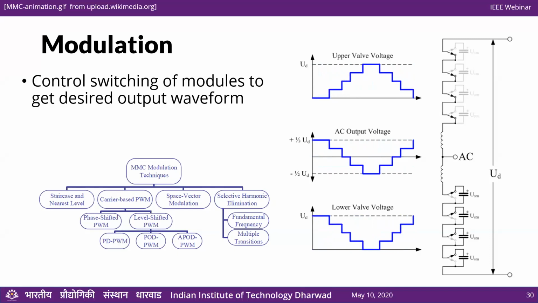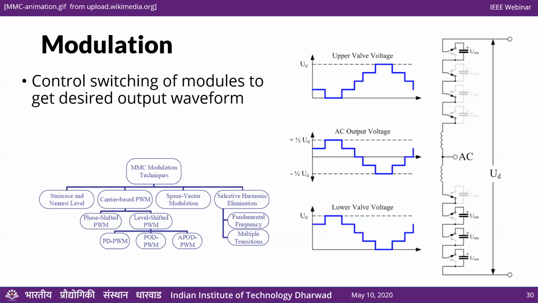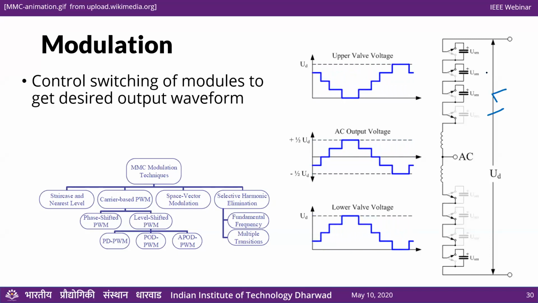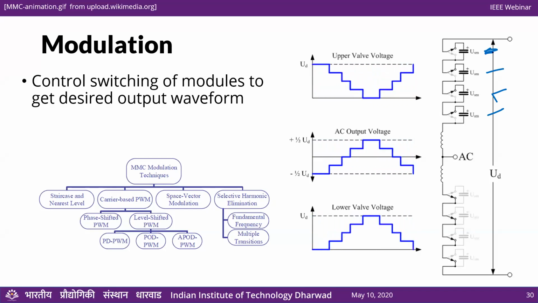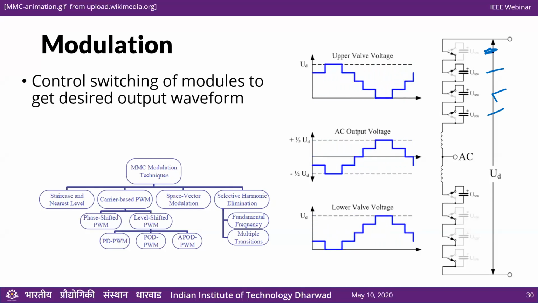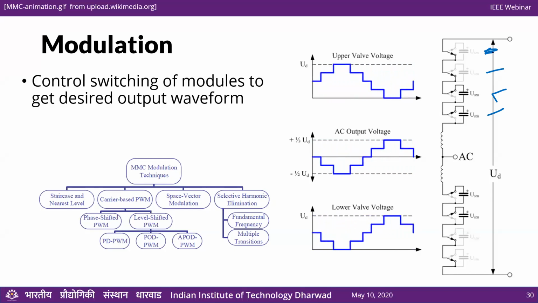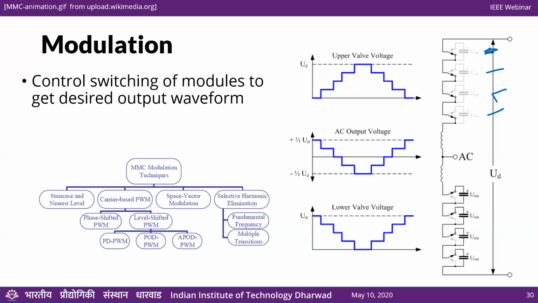To do that, essentially we have to turn on or turn off these modules at the right time. So what you see is, when you want high voltage, you can have all the modules on, and as the voltage starts decreasing, you slowly start turning modules off.